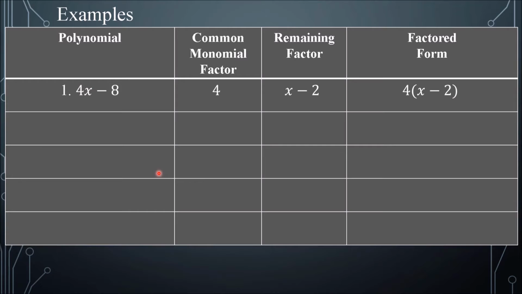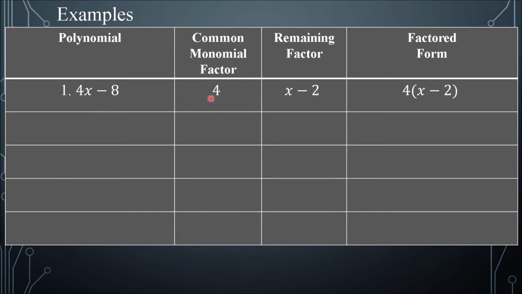Let's have example number 1. Factor 4x minus 8. So that's the polynomial. Now, this polynomial has two terms. The first term is 4x and the second term is 8. These two terms have a common monomial factor which is 4. 4 is common to 8 and 4.